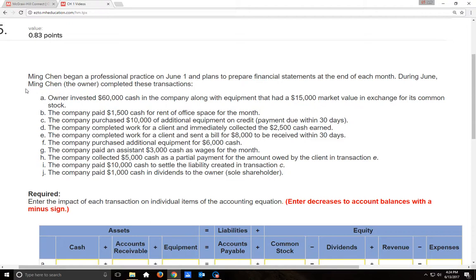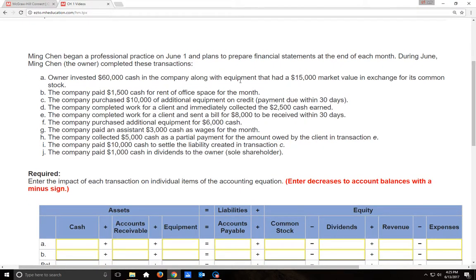Let's take a look at the first transaction. The owner invested $60,000 in the company along with equipment that had a $15,000 market value in exchange for its common stock. So the transactions that we'd enter on the schedule would involve these three accounts: cash, equipment, and common stock. How much did cash increase by? Cash increased by $60,000. How much did equipment increase by? Equipment increased by $15,000.